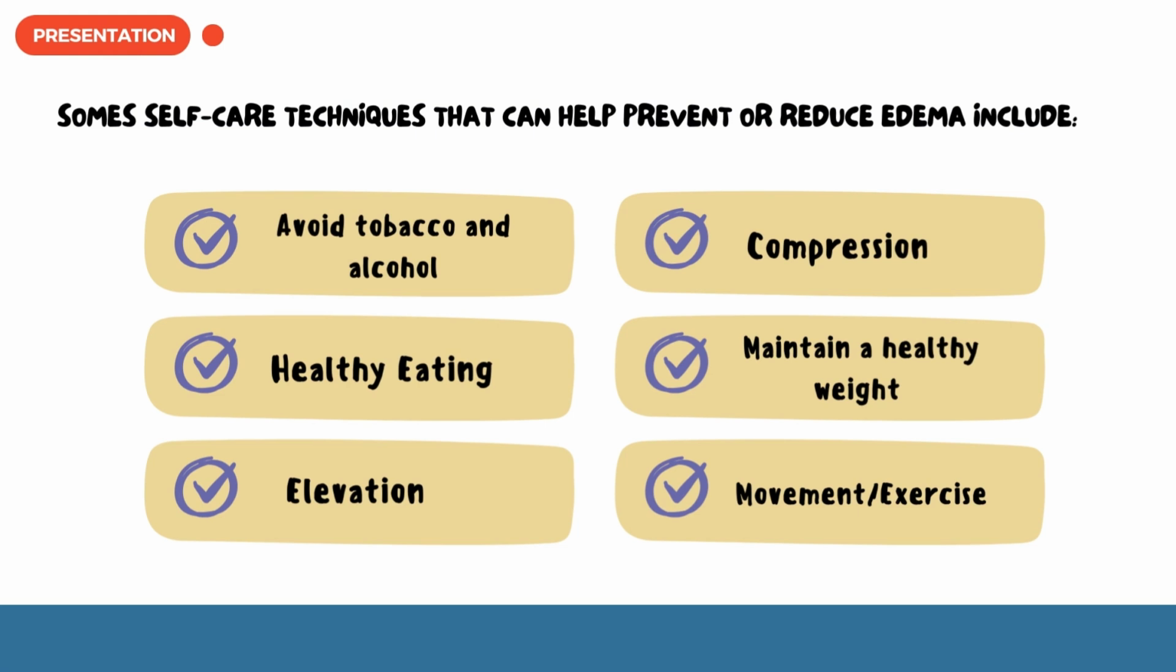Third, healthy eating. Avoid packaged and processed foods with a high salt content. Fourth, elevation. Elevating the swollen body part above the level of the heart several times a day helps improve circulation. In some cases, elevating the affected body part while you sleep may be helpful. Fifth, maintain a healthy weight as possible, if appropriate.